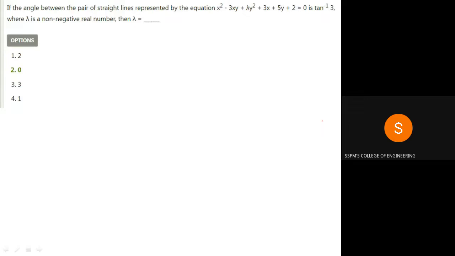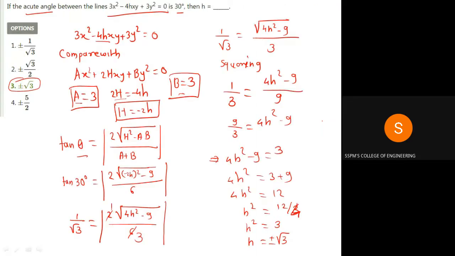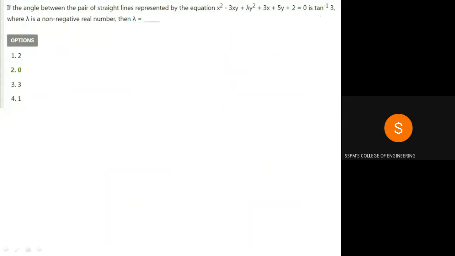Next example. The angle between the pair of straight lines represented by the equation is given here as tan inverse 3. The angle is also given in the previous example, where it was 30 degrees. In this example the angle is tan inverse of 3. It is still an angle, just given in a different form. And this equation of lines is given. We will use a similar process.